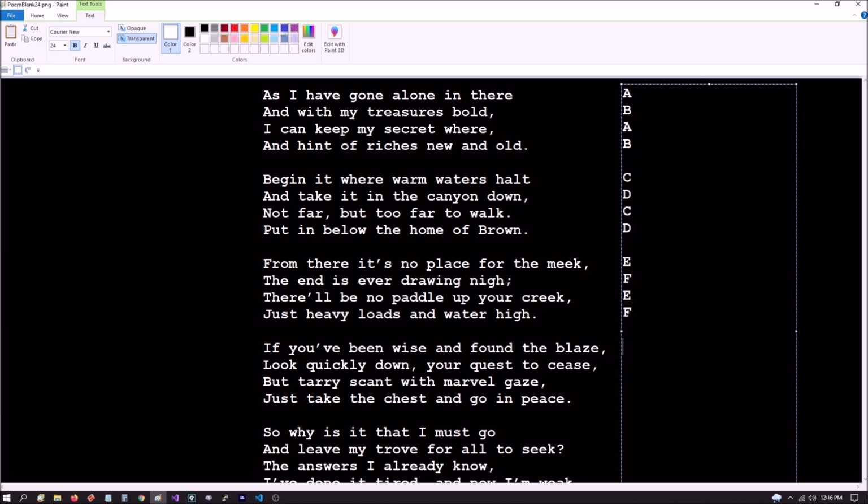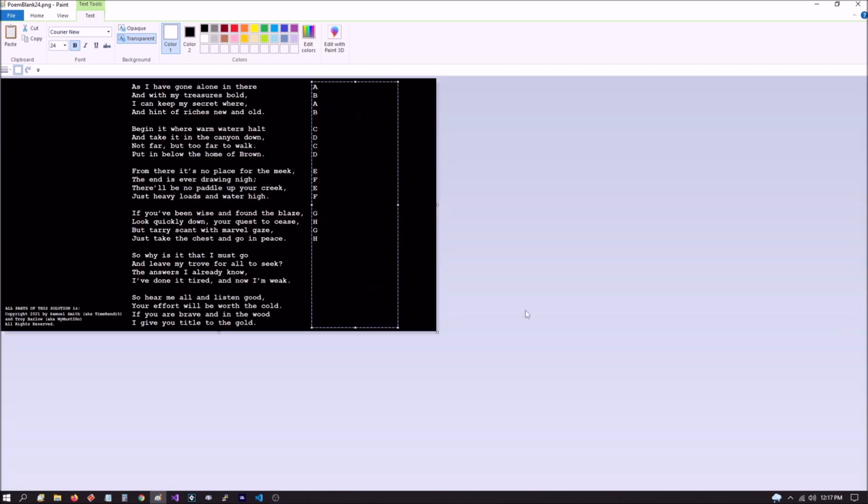Blaze. Does blaze rhyme with any of the previous words? No, it doesn't. Give it the next letter. G. Does cease rhyme with any of the previous letters? No, it doesn't. So we give it an H. Gaze. Gaze rhymes with blaze. G. Peace rhymes with cease. H. So now I'm going to zoom out just to give us more room to get to the next stanza. And it'll also be better to look at the big picture. So we zoom out, we go.